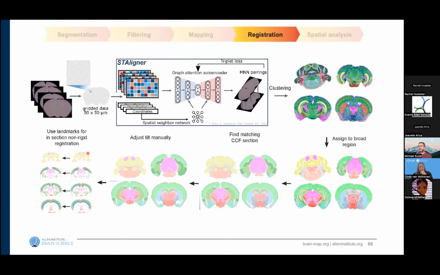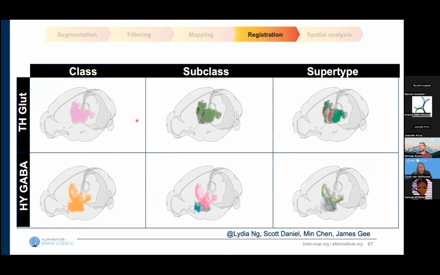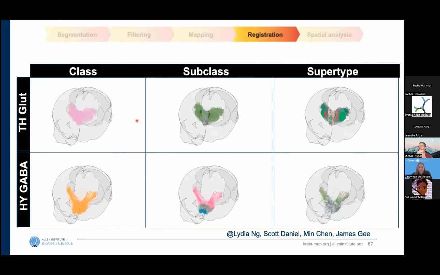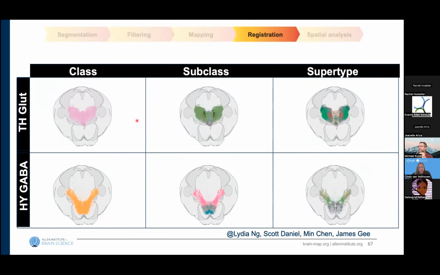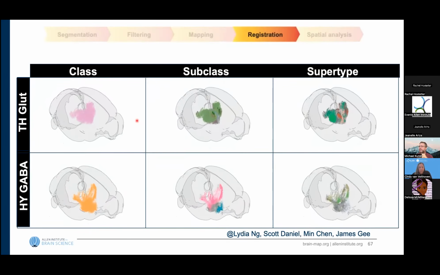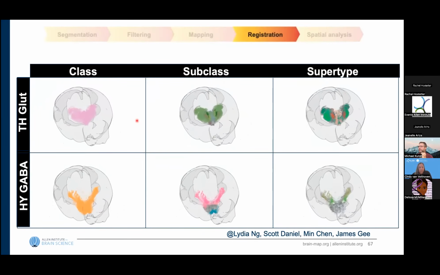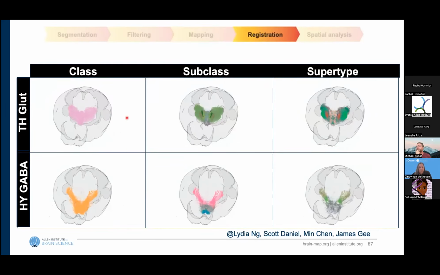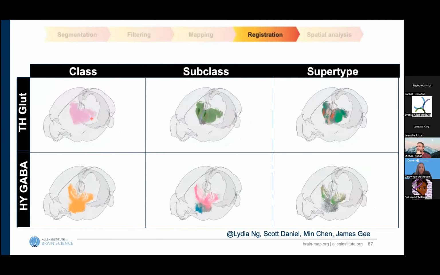see in the CCF, which then gives us the ability to quantify these per region, but it also gives us the ability to visualize them in 3D. Here's just one example of how this looks. I have picked two broad classes, which are the TH glut and the hypothalamic GABAergic neurons, and you can split them up in subclass and supertype.